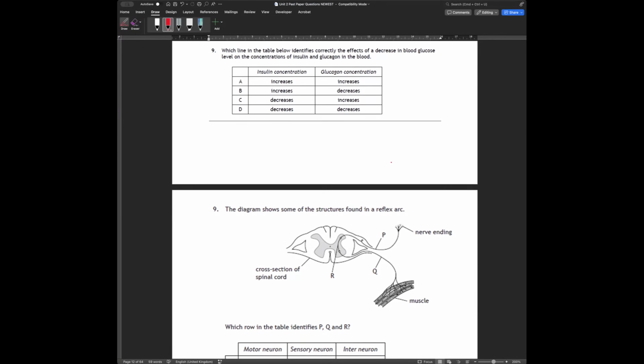Next one says, which line in the table below identifies correctly the effects of a decrease in blood glucose level on the concentrations of insulin and glucagon in the blood? So we know that when the glucose rushes in, we release insulin, and when the glucose has gone, we release glucagon. So a decrease in blood glucose is where the glucose has gone. So therefore, we would increase our glucagon and decrease our insulin. So increase in glucagon and a decrease of insulin there. That's the one we're looking for there.